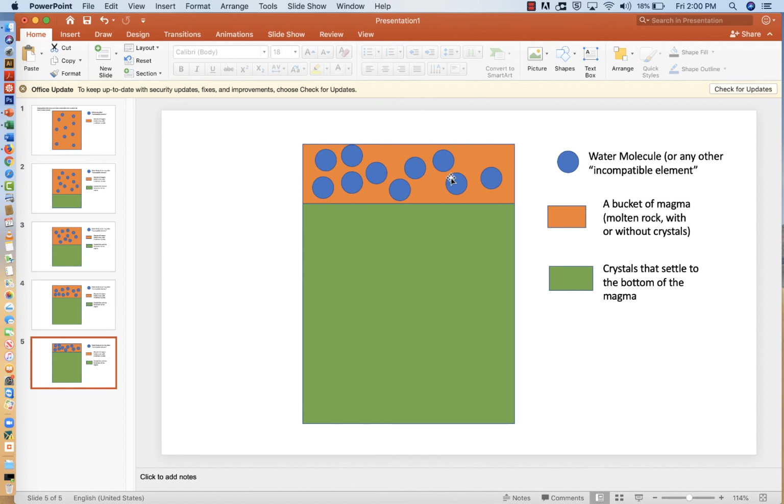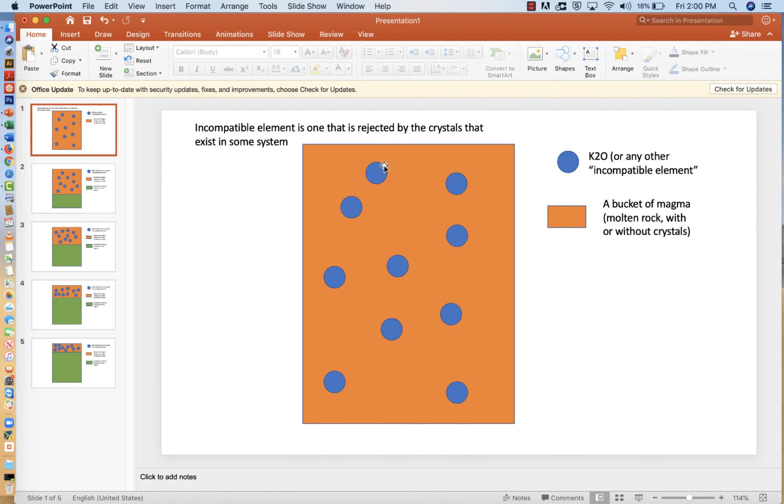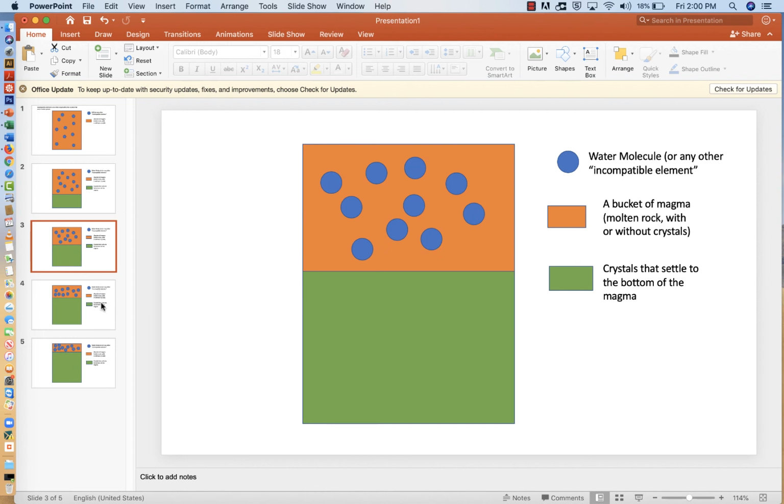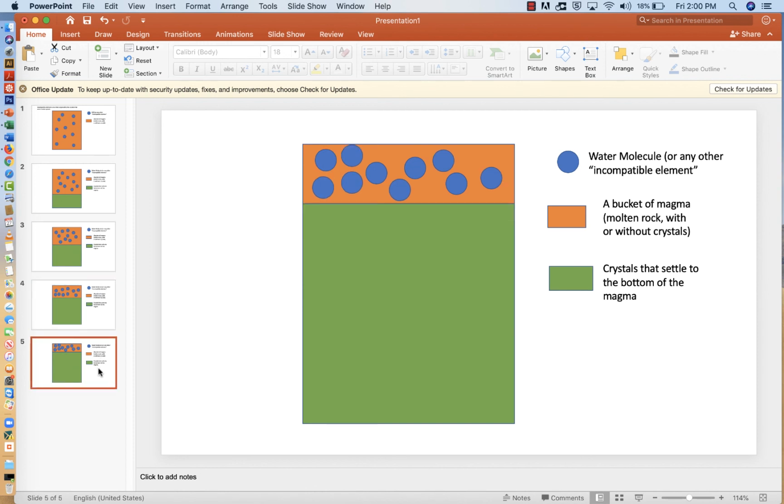So if you look at our video related to Bowen's reaction series, the reason that potassium feldspar is down at the bottom is that potassium is acting like the water molecules here. It's another example of an incompatible element, one that is not easily absorbed into the mineral that's forming, but during cooling and crystallization, it slowly gets concentrated to the point where they can start bonding to one another and making a mineral like potassium feldspar.